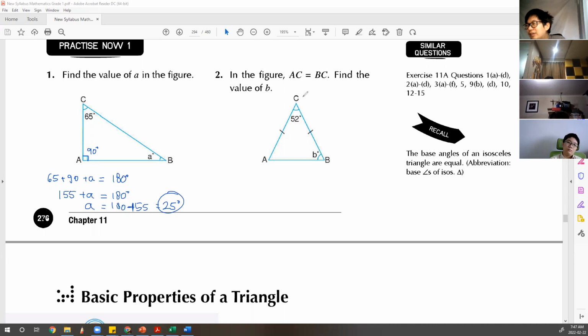How about this? Find the value of B. Okay, now what is this? You have the sign, two equal signs. It is called an isosceles.